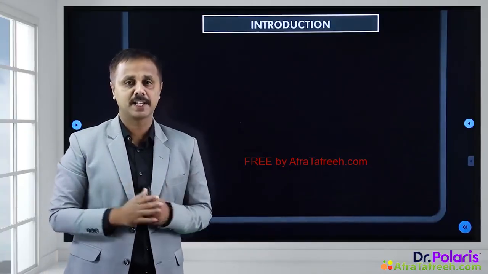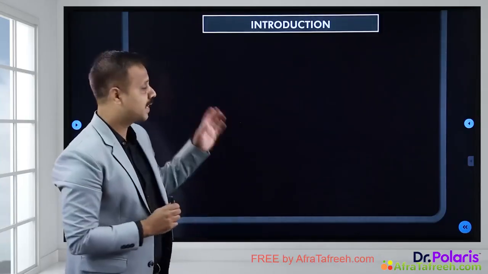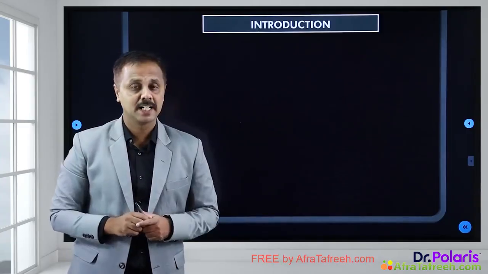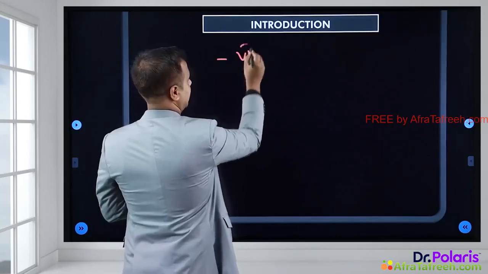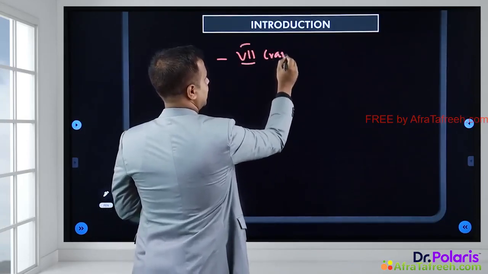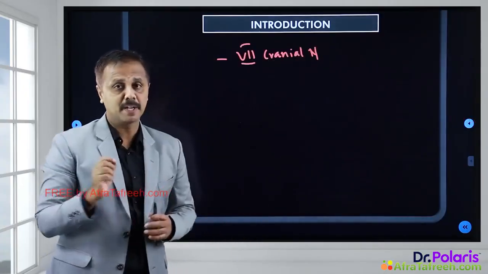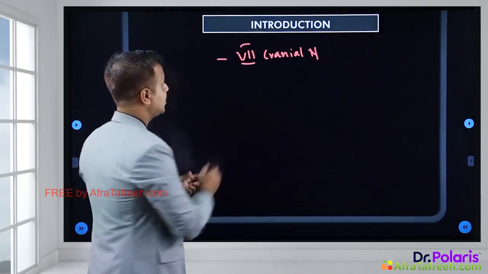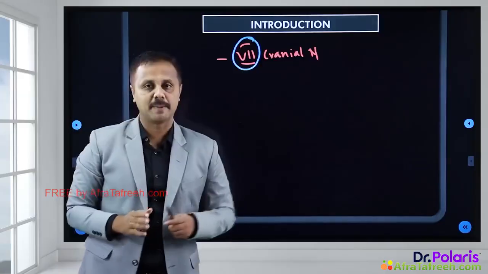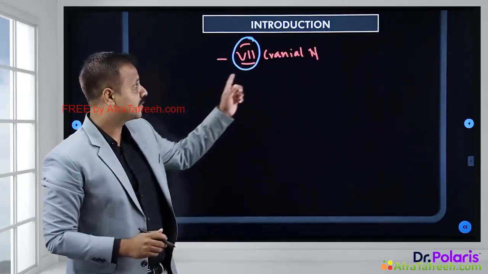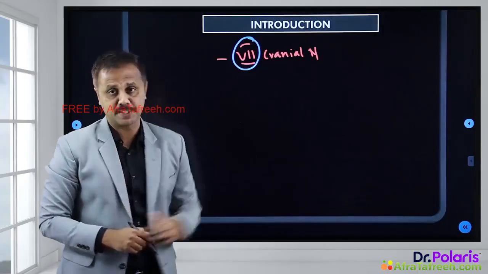Now, the first thing in the introduction is to number the cranial nerve. Can you tell me which cranial nerve the facial nerve is? Very good. It is the 7th cranial nerve. Remember, when you write the number, always use the Roman numerals. Never use the Arabic. So, cranial nerves are always represented in Roman numerals. So, this is the 7th cranial nerve.